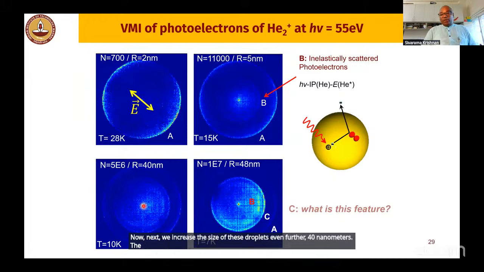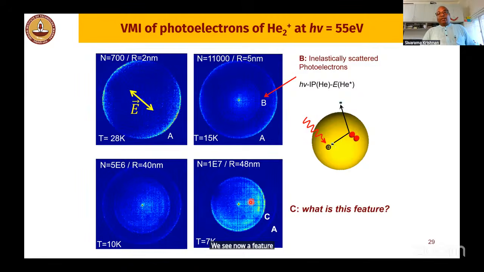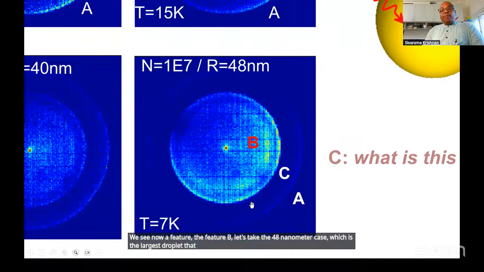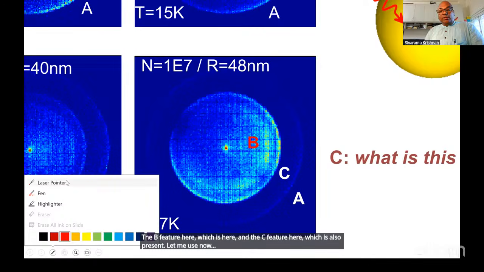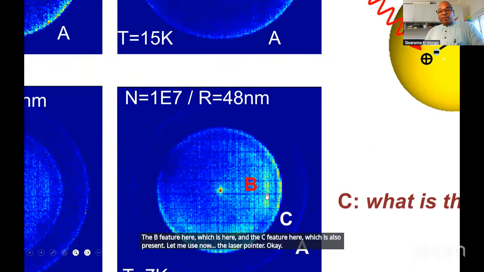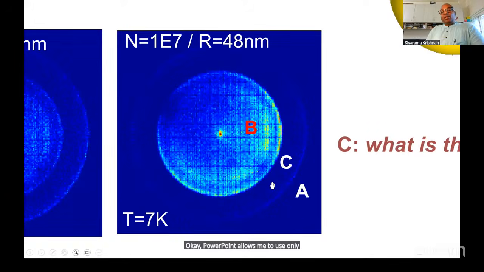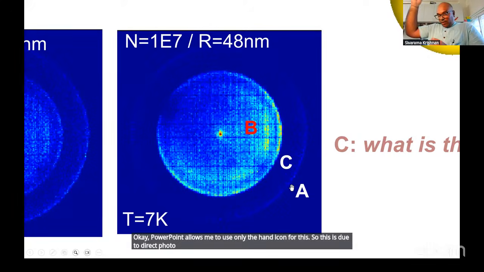The central dot remains. We see now the feature B. Let's take the 48 nanometer case, which is the largest droplet that we investigated, right? We have three features: A, the B feature here, and the C feature here, which is also present. Let me use now the laser pointer. Okay, PowerPoint allows me to use only the hand icon for this. So this is due to direct photoelectrons, ionized, come out, no inelastic scattering. B is due to ionized, undergo one inelastic scattering and come out.